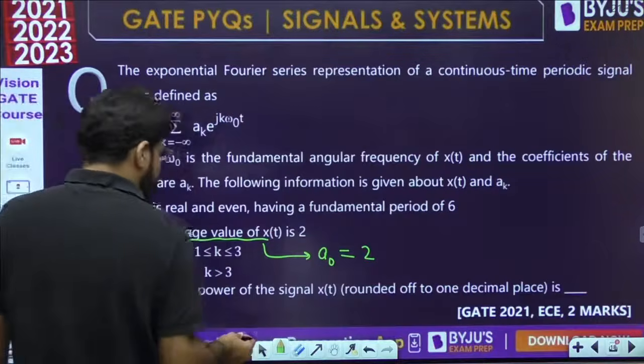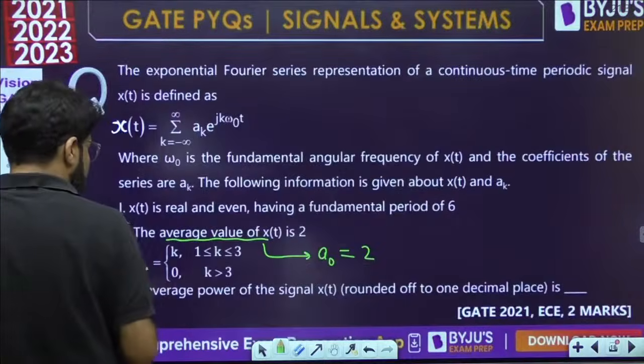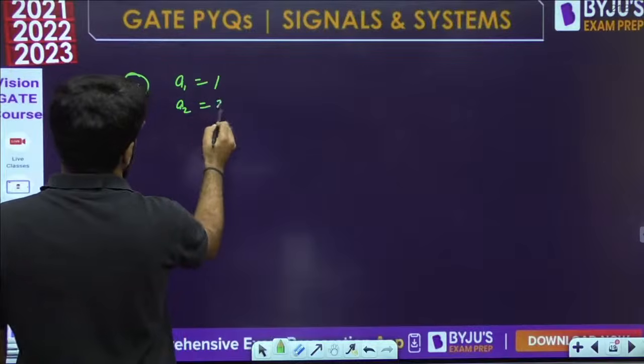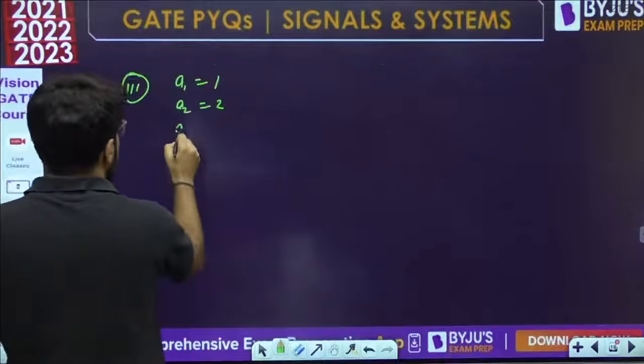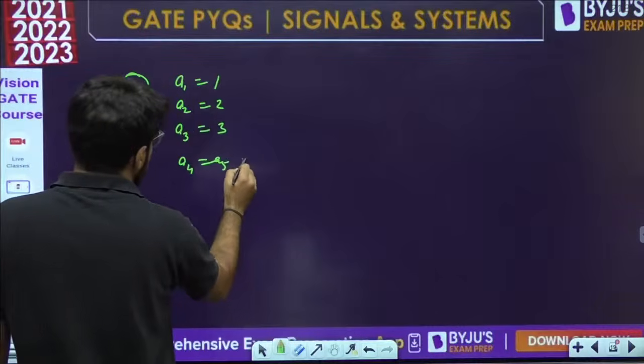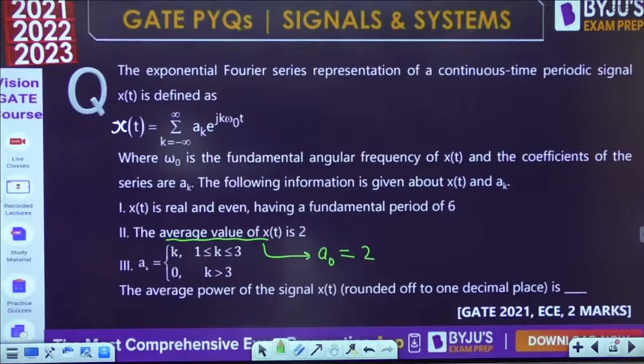ठीक है, तो यहाँ पे आ जाते हैं. If I use the third information, I can say that A1 equal to 1, A2 equal to 2, AK is equal to K, right? A3 equal to 3, but A4 and A5 etc. all of them will be 0. For K greater than 3 it will be 0.